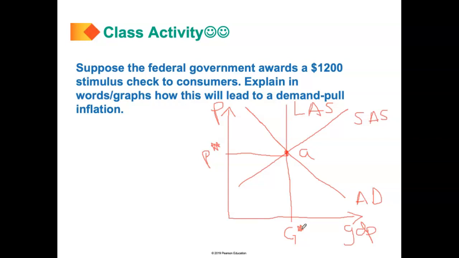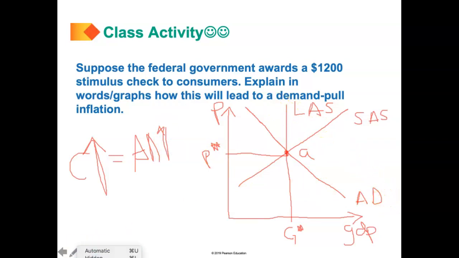Well, consumers will like to spend that money, okay? So consumption expenditure will increase. You are $1,200 richer. You decide to splurge. You decide to spend that money, okay? If consumption expenditure increases, aggregate demand also increases. So we know that our aggregate demand curve is going to shift to the right.